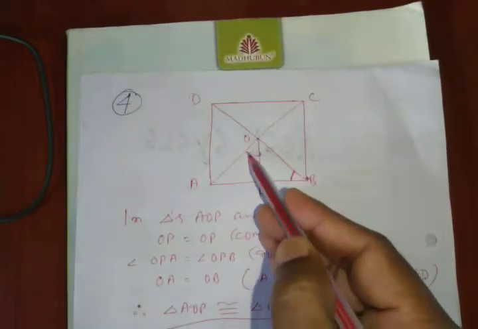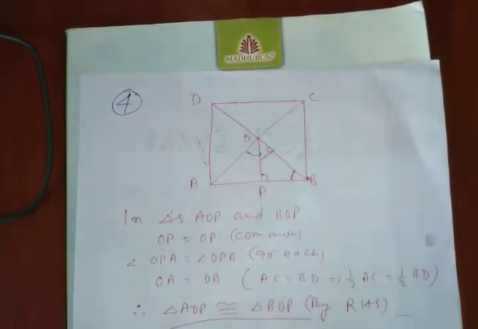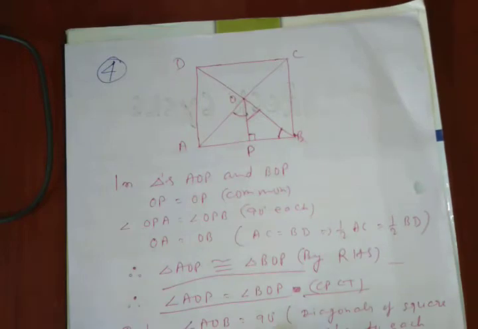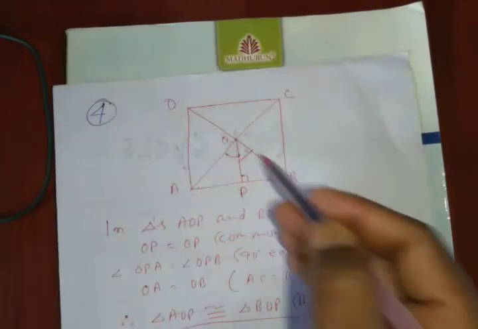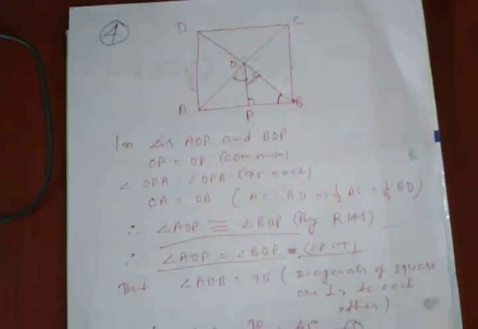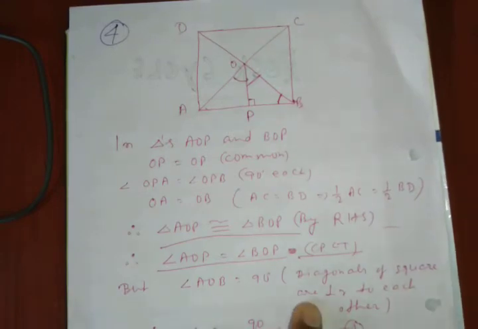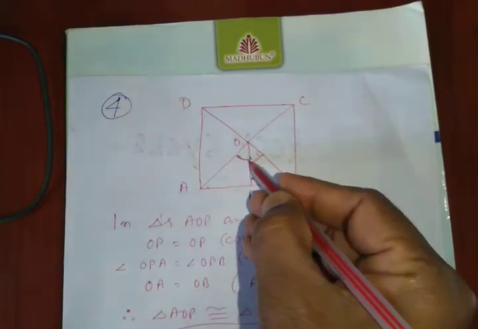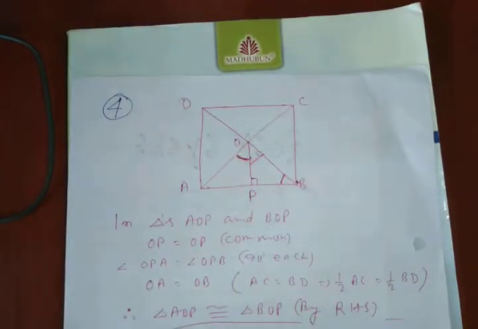AOP means this angle equal to this angle. We proved that these two angles are equal, but angle AOB equal to 90 here. You know, AOB equal to 90. Why? Because the diagonals of the square are perpendicular to each other. That is 90 here. So AOB equal to what? This will be equal to 90 degree. This will be equal to 45 degree here actually.